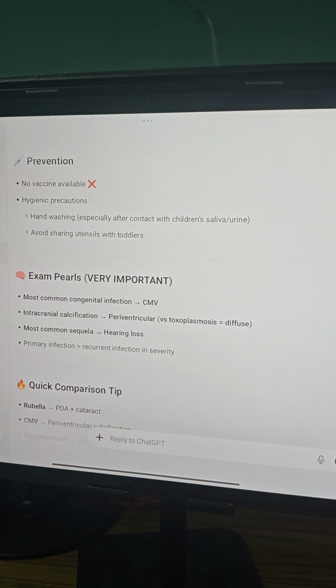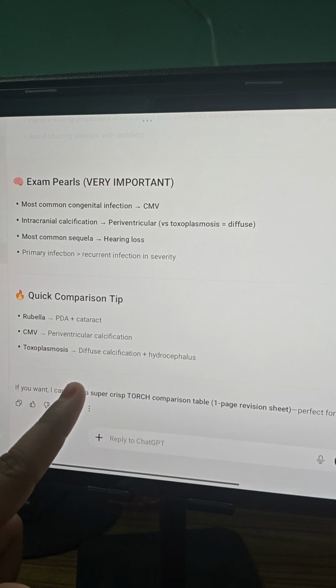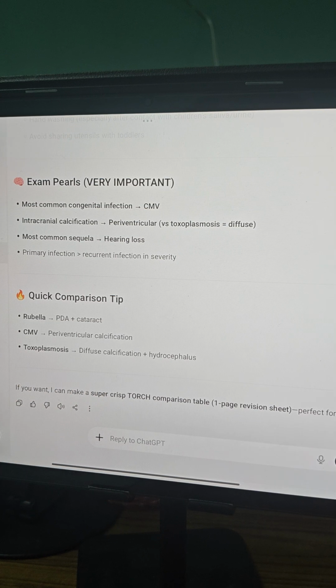So intracranial calcification, if periventricular, then it is CMV, and if diffuse calcifications are present, then it is associated with toxoplasmosis. And the most common sequela is hearing loss. And hydrocephalus is also noted in toxoplasmosis. So this is the next infection that we have answered.